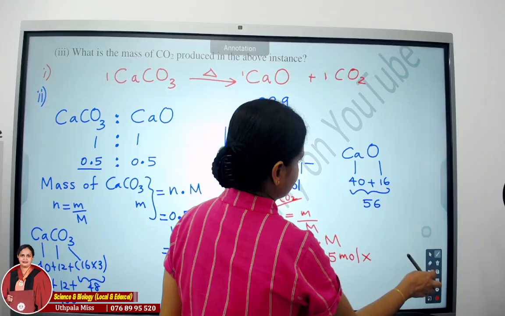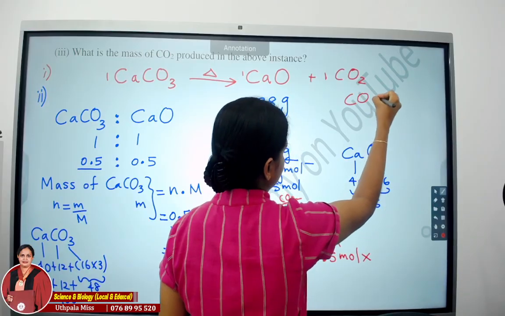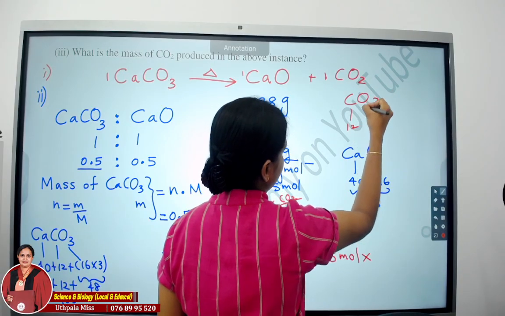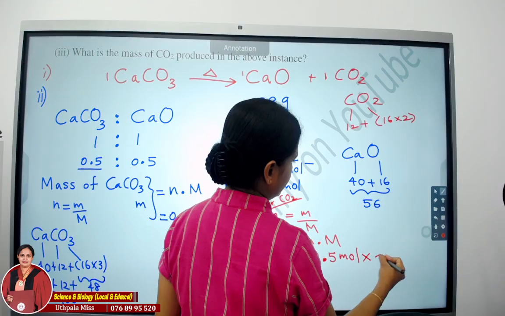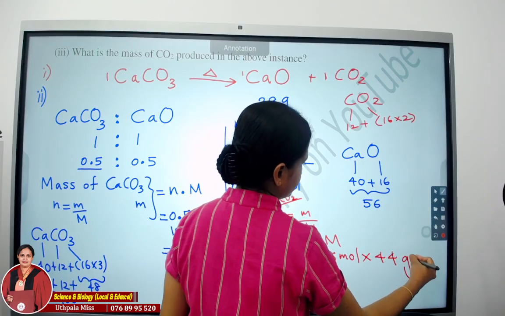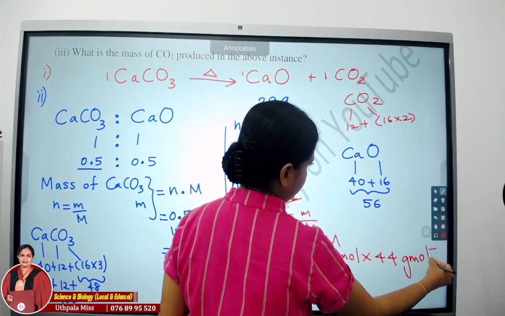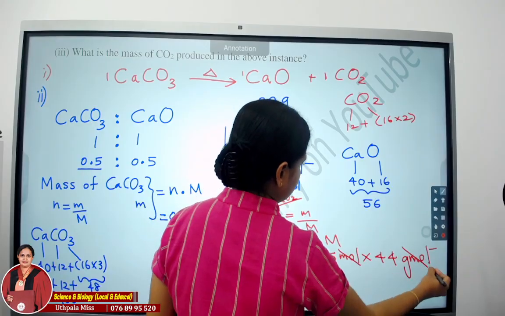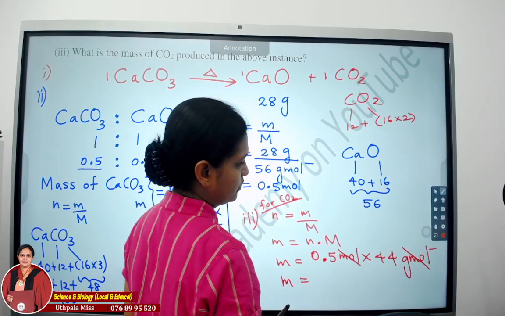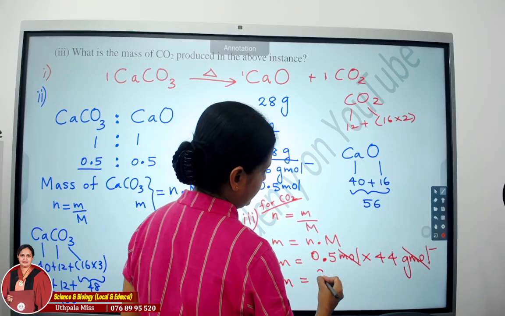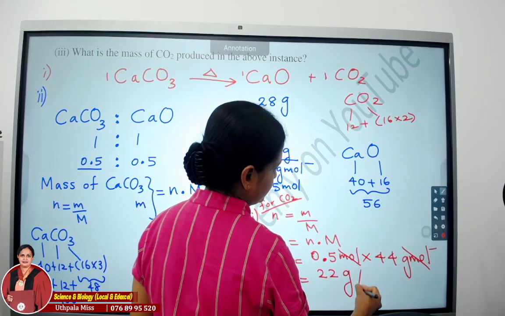Then the molar mass of carbon dioxide, that is 44 නේද? 12 plus 16 into 2, that is 44. එහෙනම් 44 grams per mole. So the mass is equal to 44 into 0.5. Again 44 divided by 2, that is 22 grams.